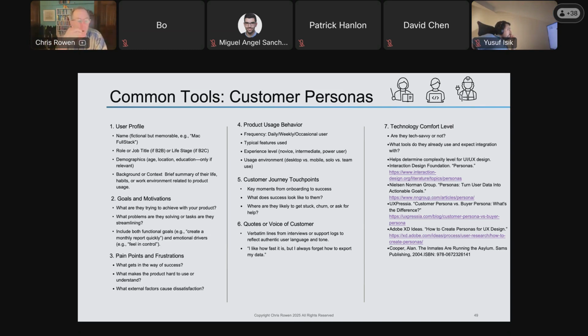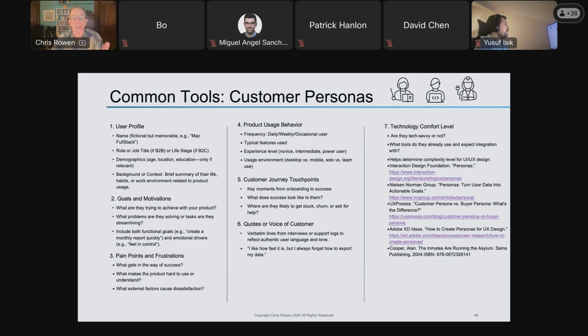And then derive from there what stands in their way for being successful. What external factors cause dissatisfaction? What do they find hard to do or easy to do? And then, now that you've got the context of who they are and what they're trying to do, what is the use case, then start thinking about the product.